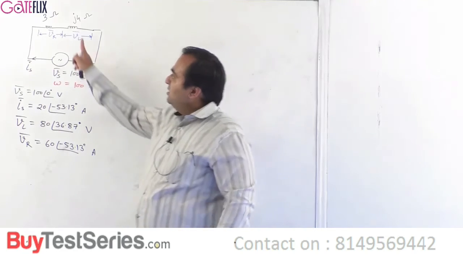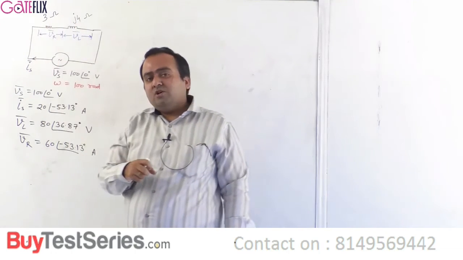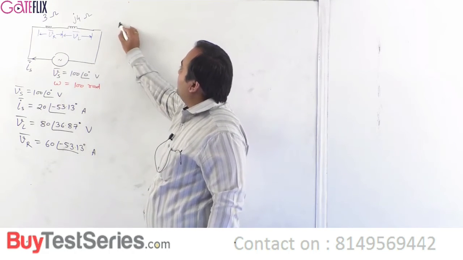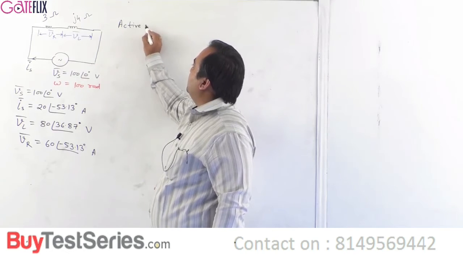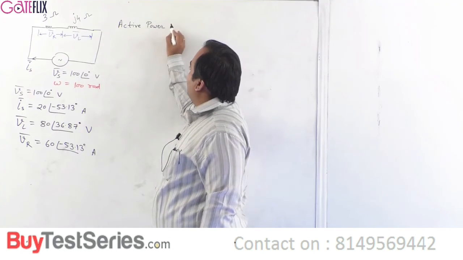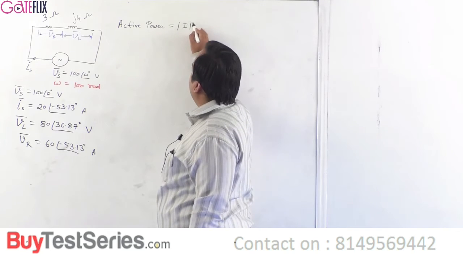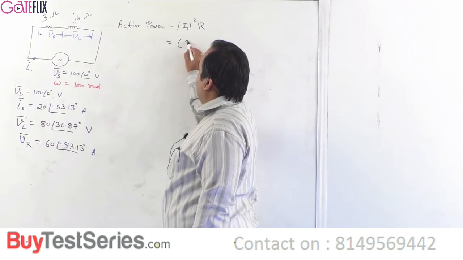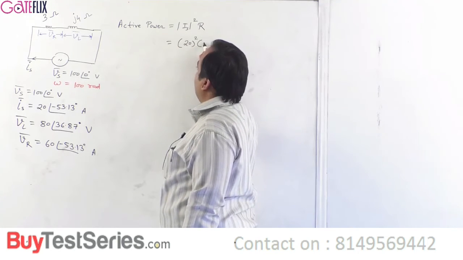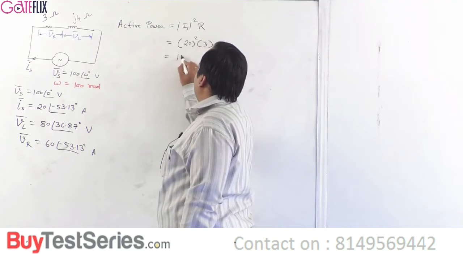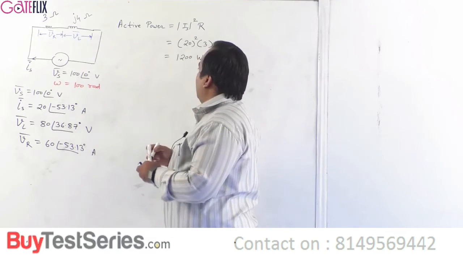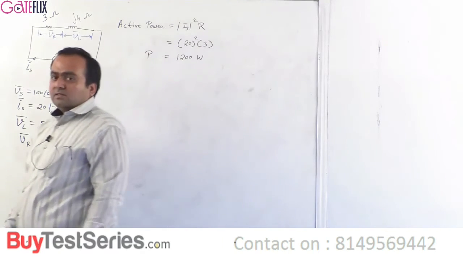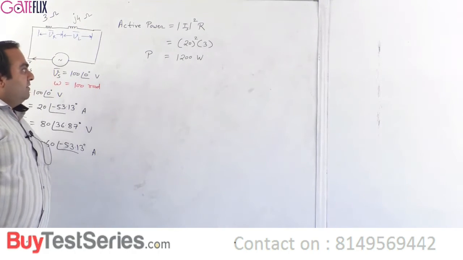Now how can we do the power calculations? This resistance will always absorb active power. So how can we calculate the active power absorbed by the resistance? One way, which we did in the DC analysis also, is simply 20 squared into 3, that is 1200 watts. We generally denote it by P. Alright, this is one way of calculating the active power.